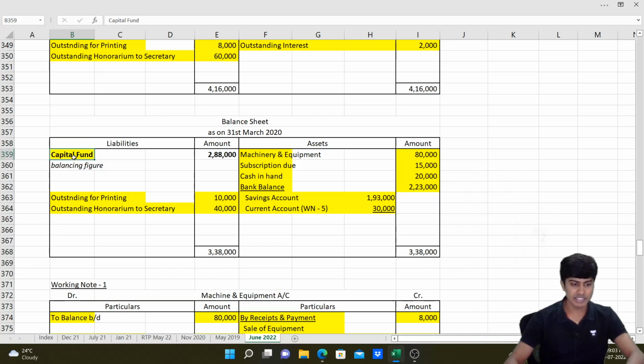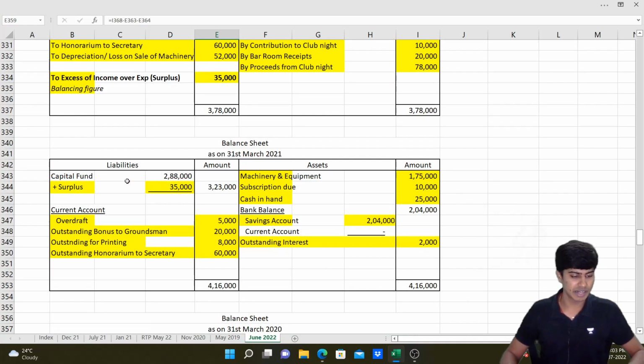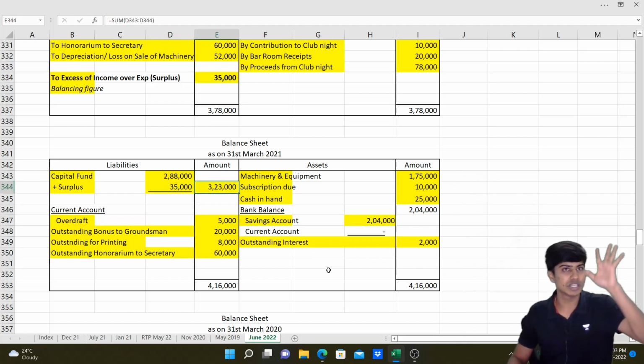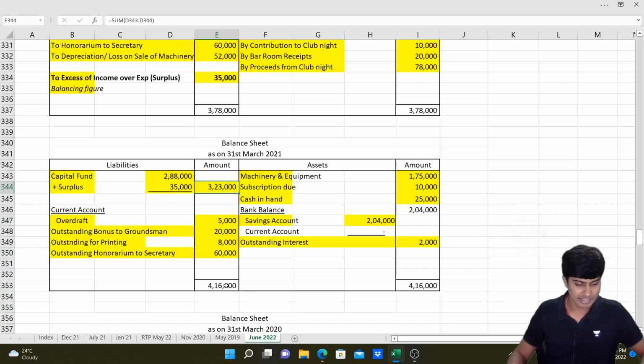We have everything else in the opening balance sheet except this 2,88,000, to be found as the balancing figure. From the opening balance sheet, we'll write this 2,88,000 to our closing balance sheet. We'll add that to our surplus to find 3,23,000 as the closing balance sheet's capital fund, and that's the amount at which our closing balance sheet would tally.